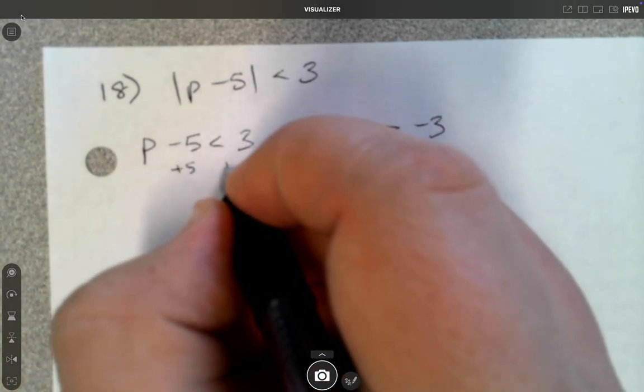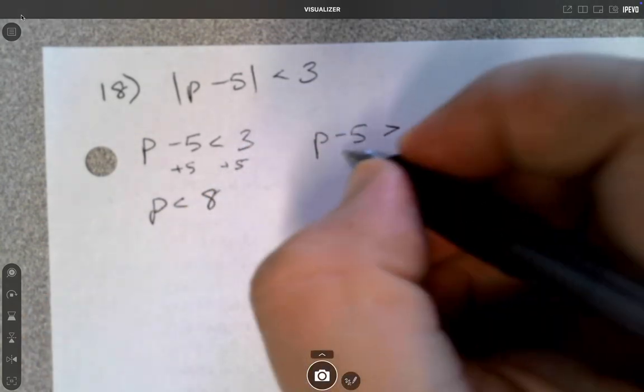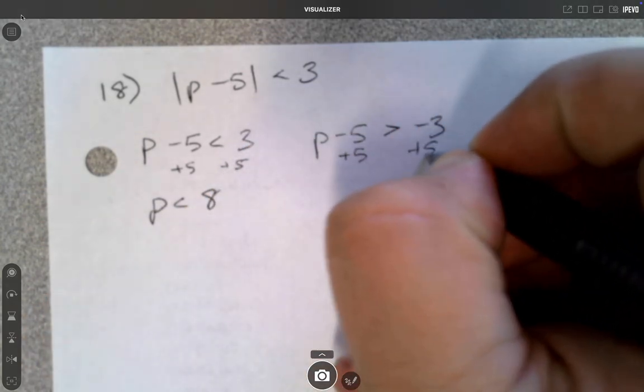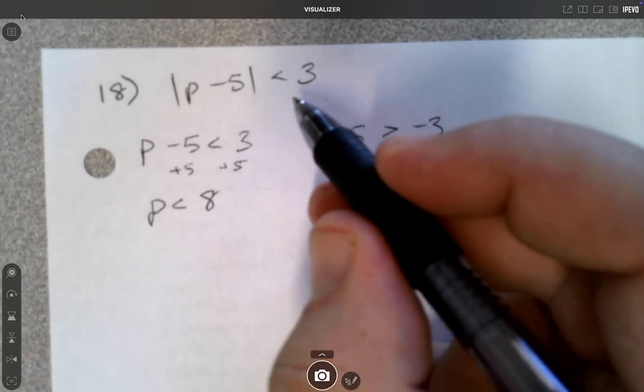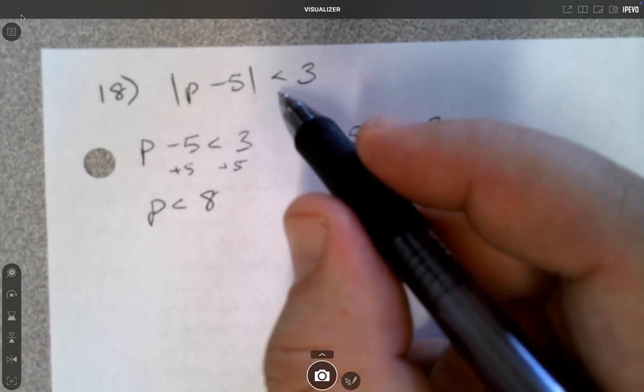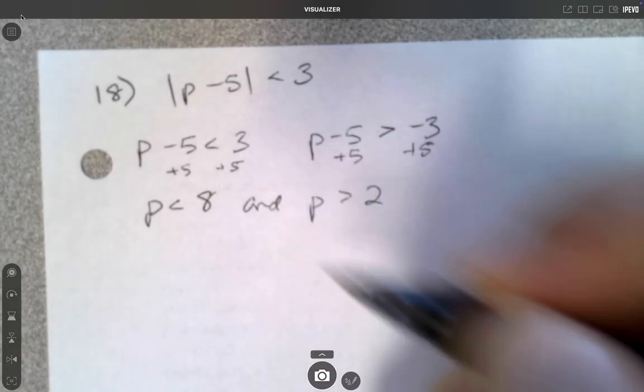So to get one solution, we'll add 5 to both sides. To get this solution, we'll also add 5 to both sides. And if we look back at the beginning, because this is a less than, anytime we start with less than, it's an and equation.